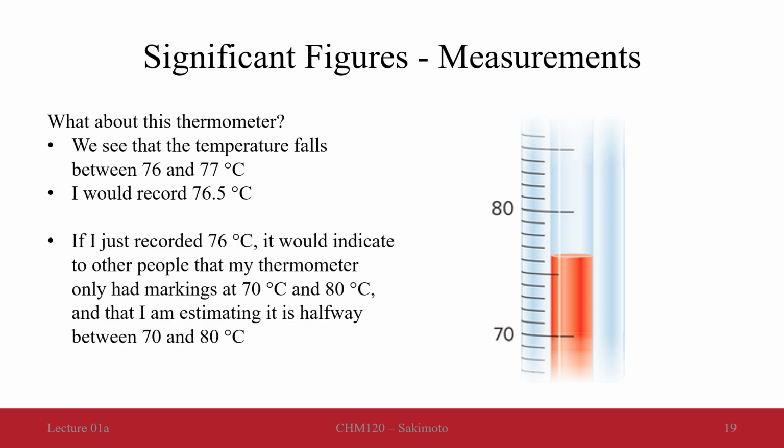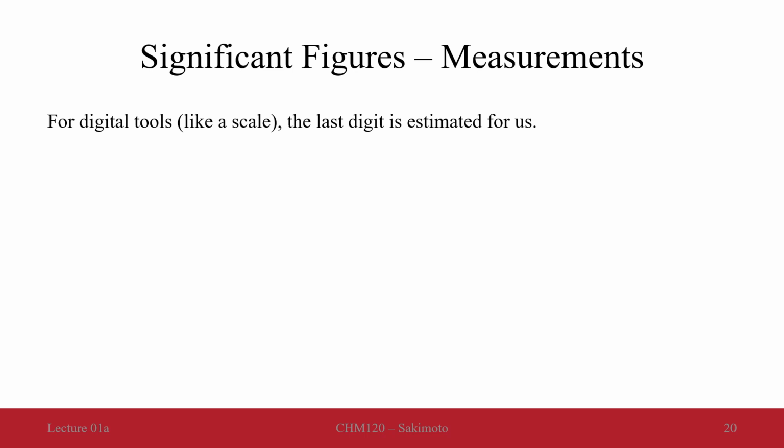I need to make sure that I don't just record 76, as that would indicate a less precise thermometer. By recording 76, that tells me and every future scientist who looks at that number that my thermometer wasn't very precise. I only had markings at 70 degrees and 80 degrees, and I estimated the 6 that was about halfway between 70 and 80. Again, these sig figs record how precise our tool was, how confident we are in that particular measurement.